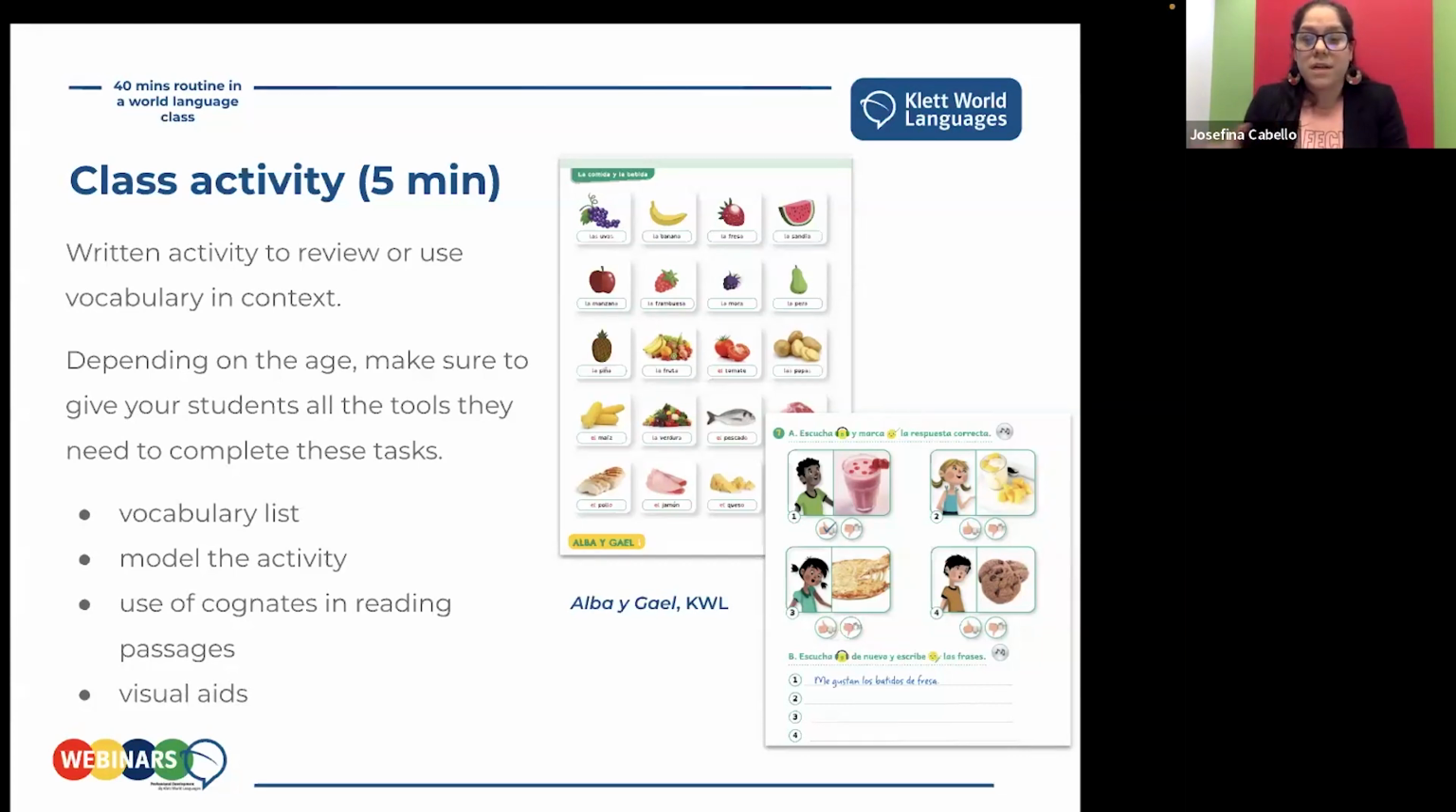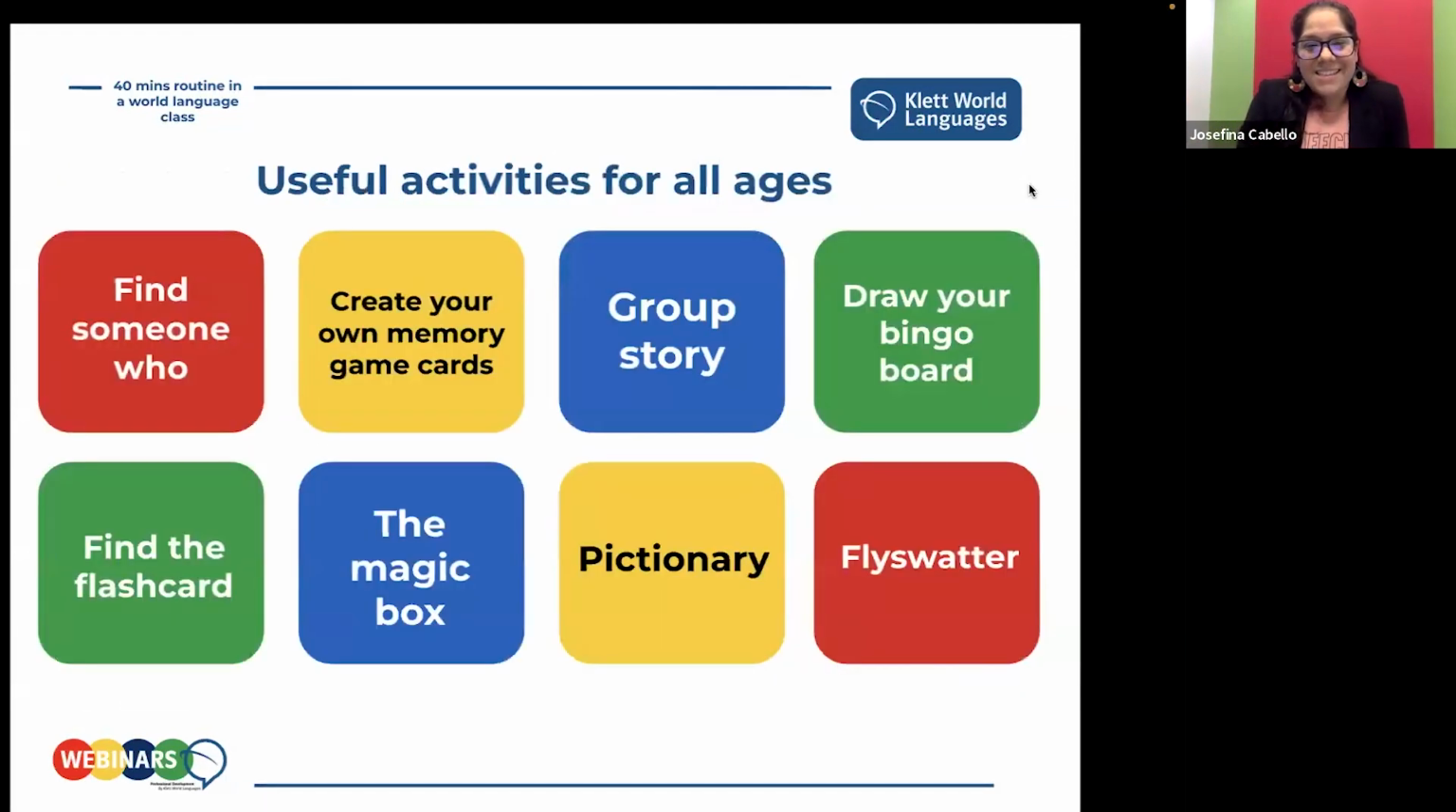Use cognates in reading. Cognates, we know, are those words that sound very similar in the first language of your students. So try to use those a lot in your classes and use a lot of visual aids. These are some examples of Alba Gael. This is an activity from the workbook. But for example, if I want to use that activity, I would love to give my students this vocabulary list to work on that activity. It is perfectly fine because it's a tool for them to excel, succeed, and complete the activity in class. So we can move on to our next slide.